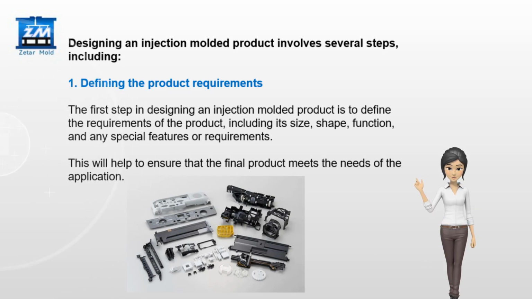The first step in designing an injection molded product is to define the requirements of the product, including its size, shape, function, and any special features or requirements. This will help to ensure that the final product meets the needs of the application.